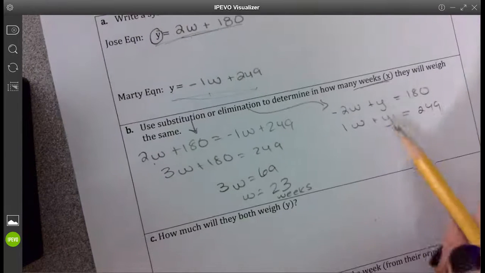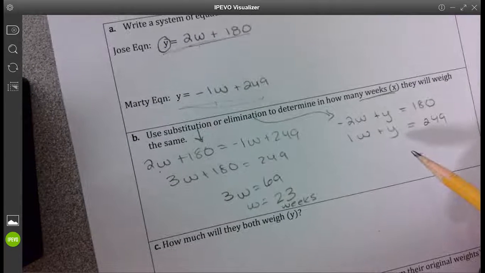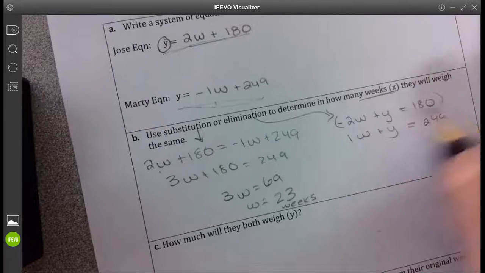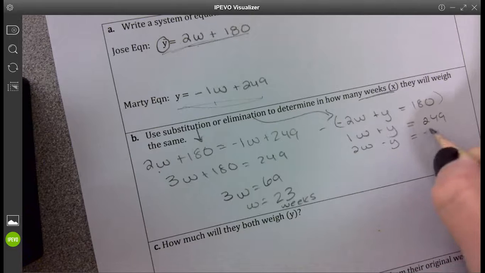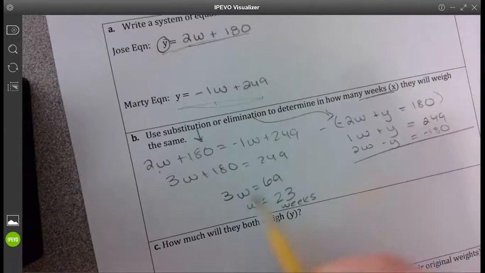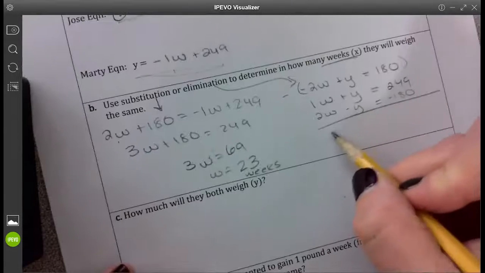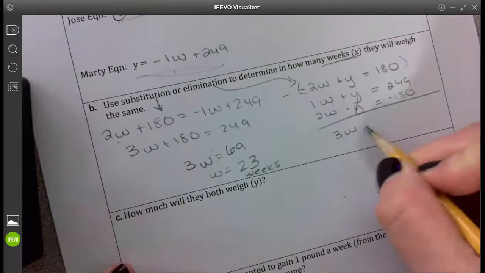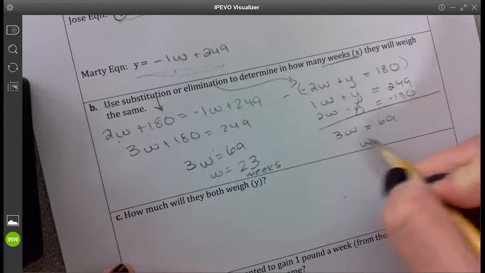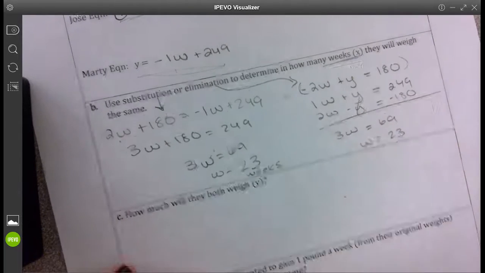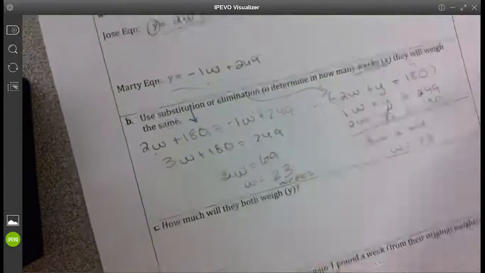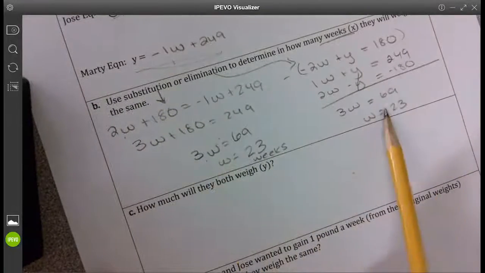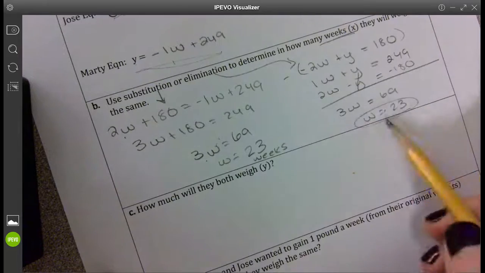And then you say to yourself, okay, I want to get rid of one of my variables. So I'll negate this whole row and make it 2w minus equals negative 180. That's essentially what you're doing over here. And you would have gotten 3w equals, and you could have done it this way. So you could have used graphing, substitution, or elimination to get the 23 weeks.